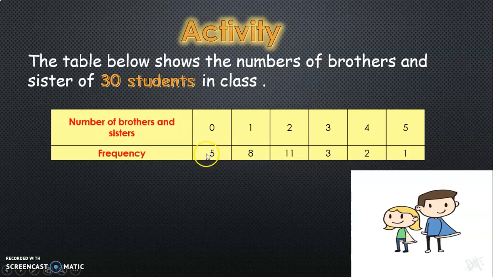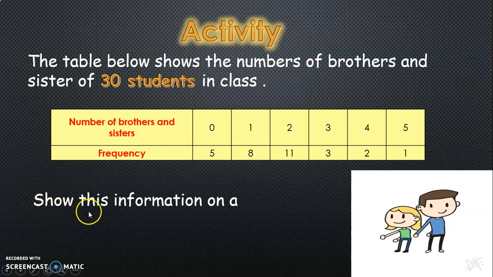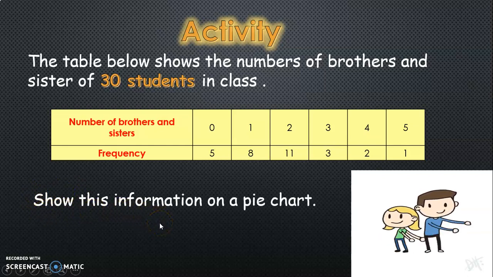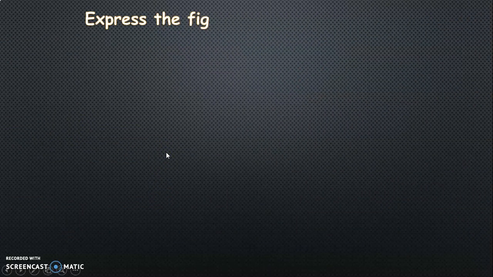It means 5 students have 0 brothers and sisters. Some students have 1 brother or sister. And 11 students have 2 brothers and sisters. So this is how we read that. Since we already have the frequency table, what we need to do is show this information on a pie chart. But before we show it on a pie chart, we need to express the figures as percentages first, so we can draw the pie chart.